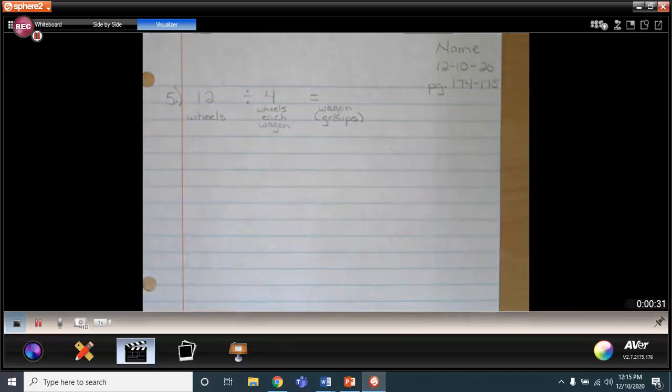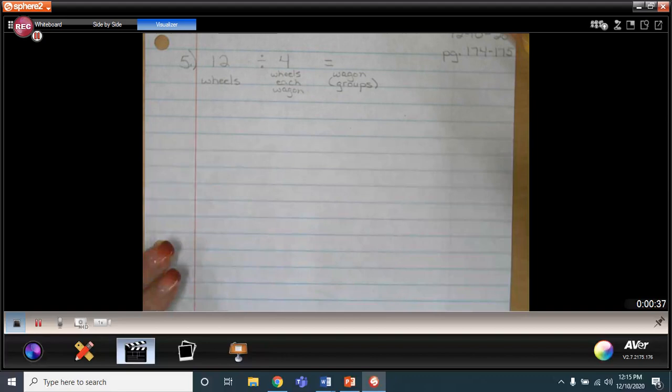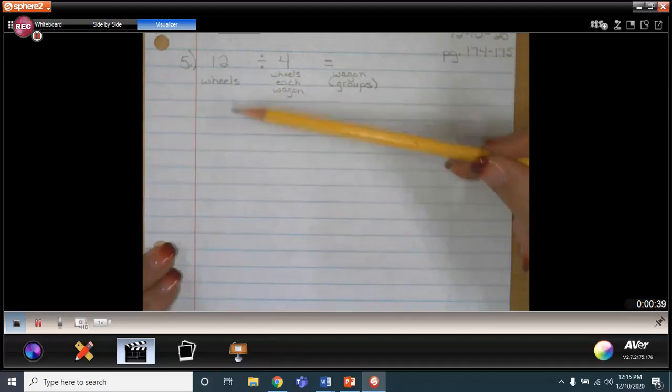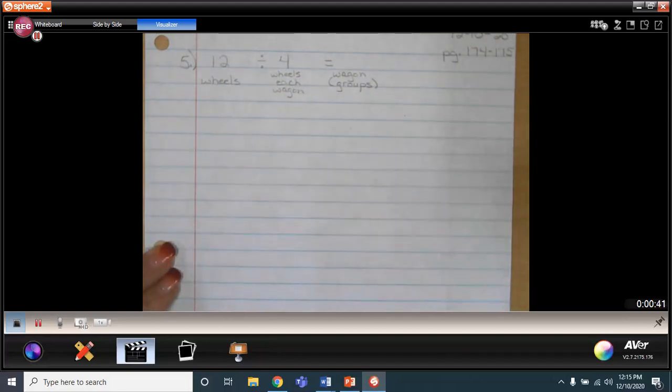Now, I've already written down number 5. We did 1 through 4 in class. So I'm going to start us off with number 5, it says 12 wheels. So those are the total wheels. And we're going to take 4 wheels and put them on each wagon. And they want to know how many wagons can we put those wheels on.